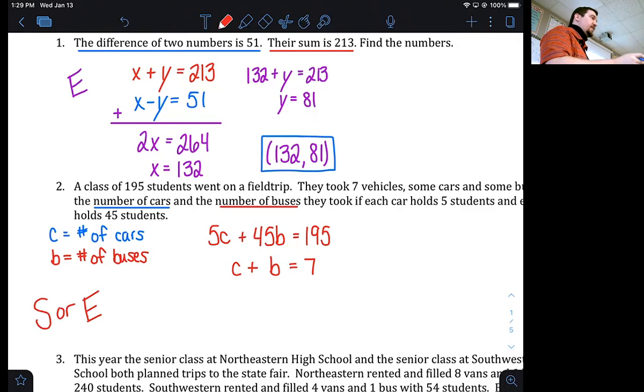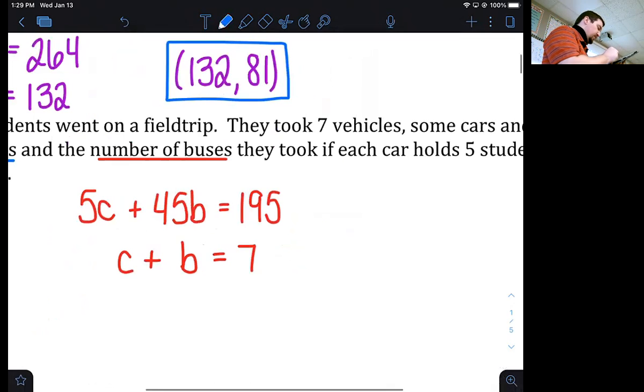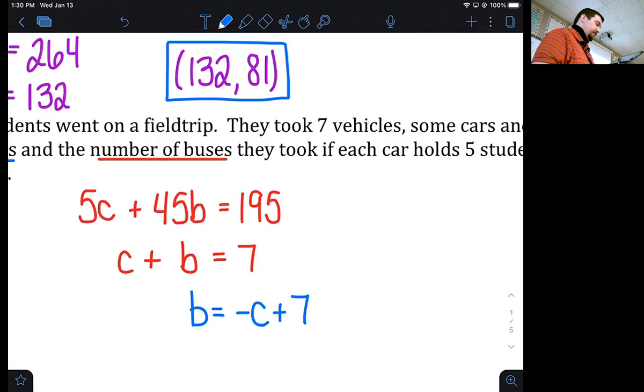Okay. Since we used elimination last time, I'm going to use substitution this time. And it doesn't really matter, but I'll just move the C over to the other side and make this B equals negative C plus 7.